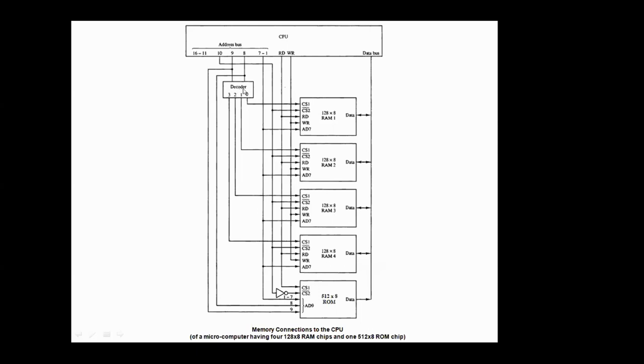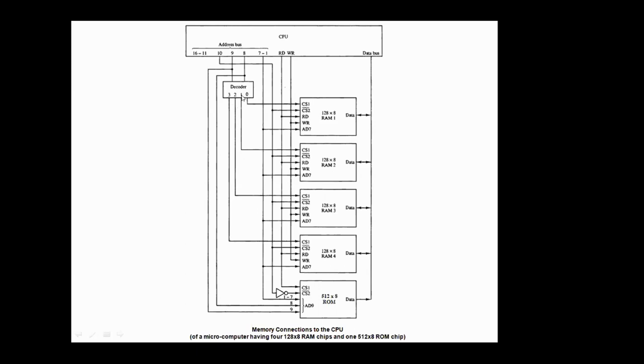So what will be the size of decoder? Since it has 2 inputs, 8 and 9, its size will be 2 into 4, which means there will be 2 inputs and 4 outputs. And that is what we require, because we have 4 RAMs, so we need 4 outputs.